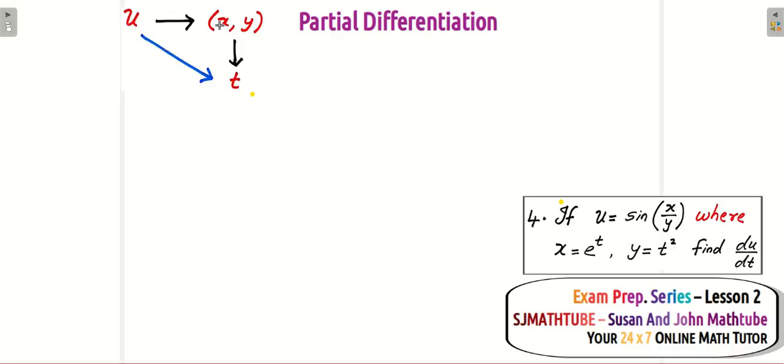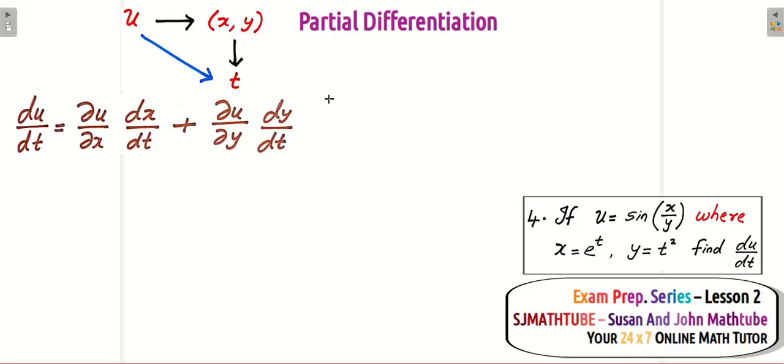So look at this. U is in terms of x and y, and x and y are given in terms of t. Now let's write the formula, and I'm sure that you're pretty good with this formula. So du by dt. How do I find this? I have to look at u and differentiate it partially with respect to x. And how do I find this? I have to check x and differentiate with respect to t. The same thing for the second term.